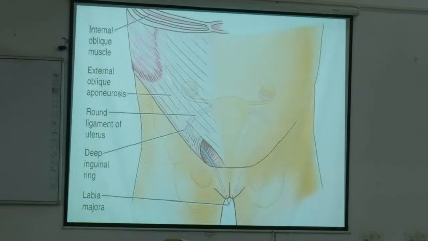Three layers have been shown: external oblique, internal oblique, and transversus abdominis, and they are forming the rectus abdominis muscle. Okay.